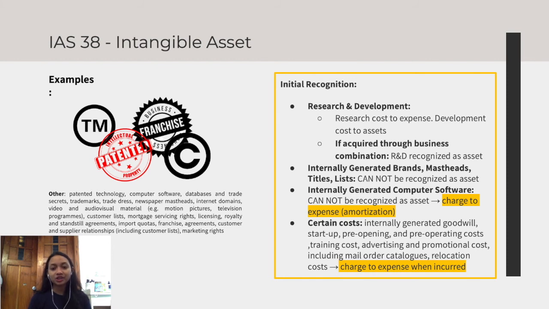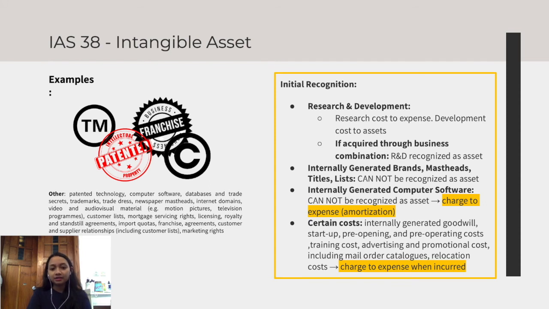Next is internally generated computer software, which cannot be recognized as intangible assets and must be expensed and amortized along its useful life. However, when the technological feasibility, probability of future benefits, intent and ability to use or sell the software, resources to complete the software, and also the reliability to measure the cost are met, then the internally generated computer software can be turned into intangible asset.